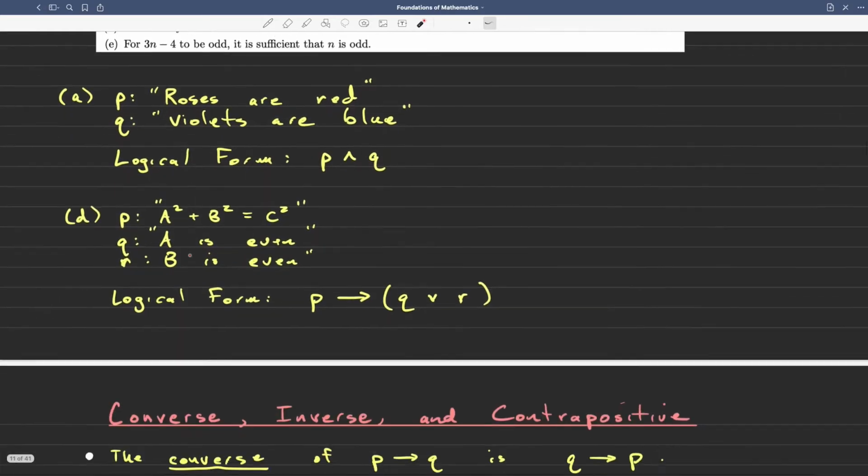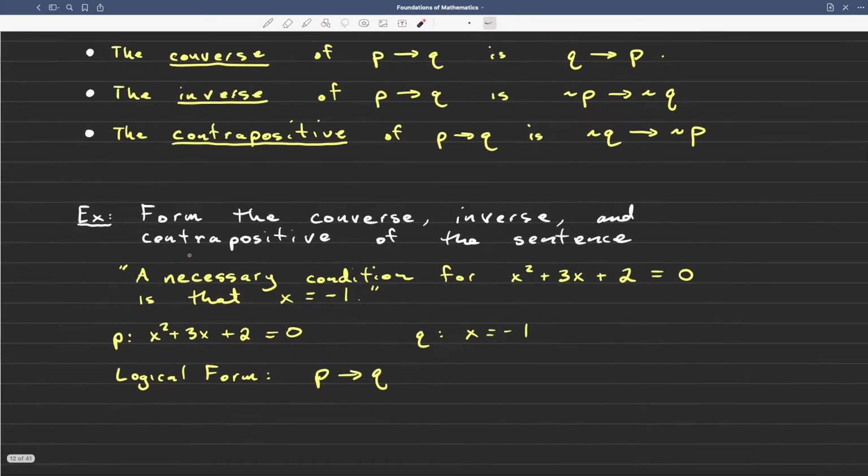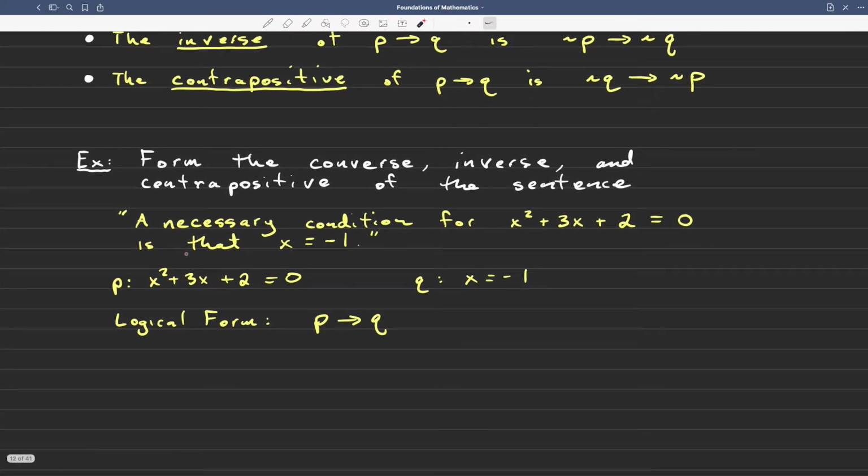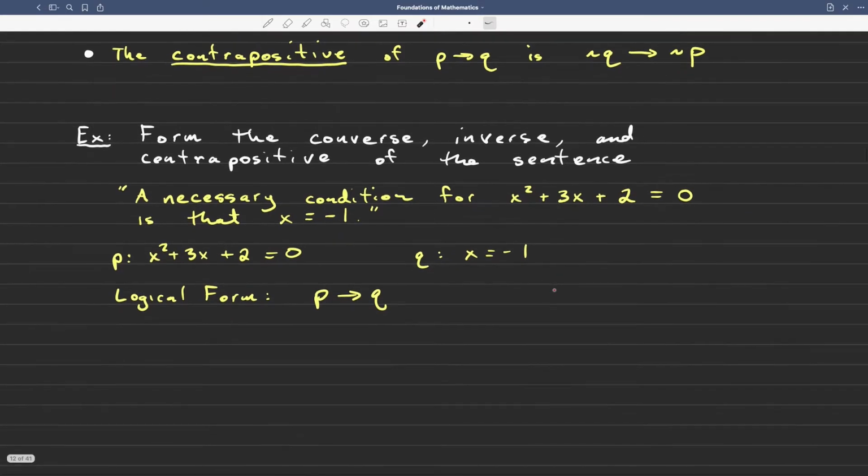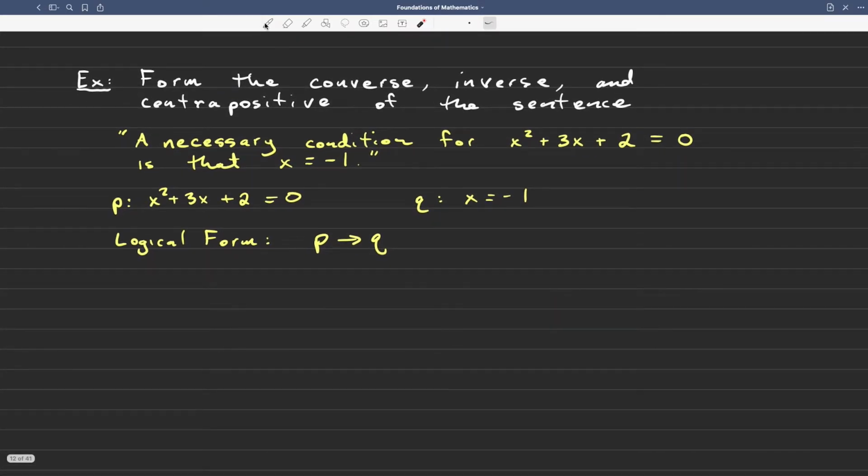When I go back to the sentence we were working on here, necessary refers to x equals -1. So the necessary part, in other words, the conclusion, is x equals -1. And so that's why I've got that in the conclusion here. Okay, so now we know the logical form, and so the rest of it follows pretty easily.